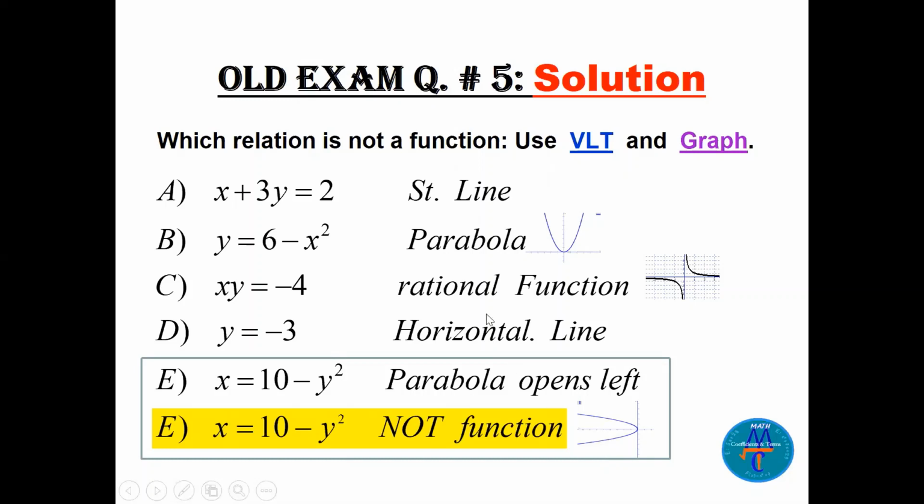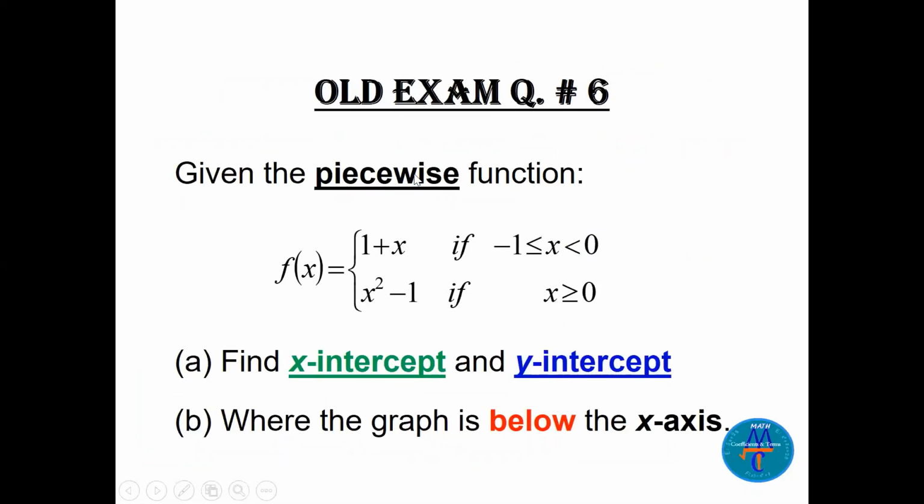This is horizontal line. This is rational function, you know. Y equals -4 over x. This is a parabola. This is a straight line. Question number 6, also back to the graph. Given the piecewise function, find the x-intercept and y. It's better to graph it also here. And then where the graph is below the x-axis. So it's better to graph it.